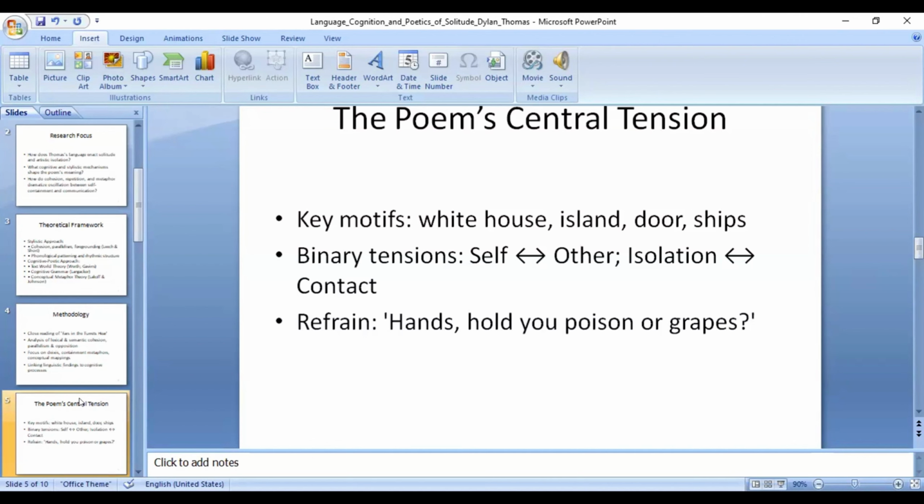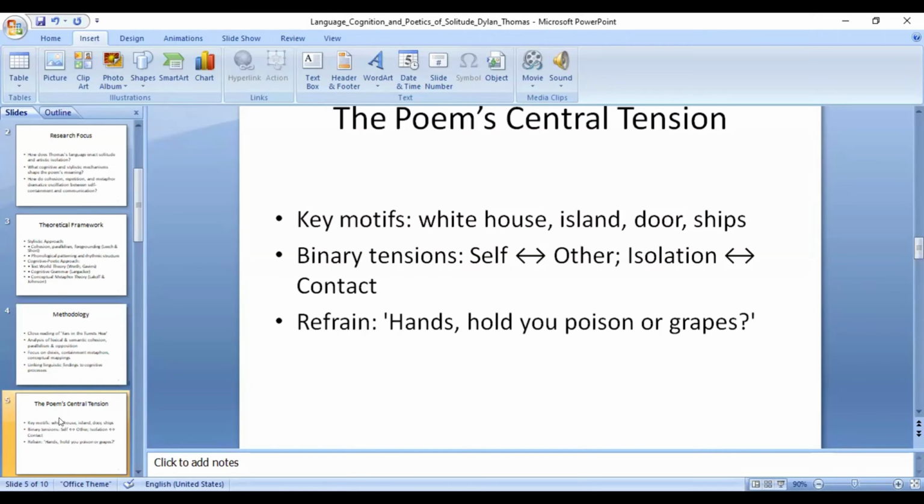Semantic cohesion further emerges through conceptual binaries such as inside or outside, isolation or contact, poison or grapes, land or sea. These oppositions form a network of contrasts and dramatize the poet's uncertainty about the consequences of engagement with the world. The repeated refrain, "hands hold you poison or grapes," encapsulates this tension by combining tactile immediacy with existential ambiguity. The alternation of hands as agent and questioner foregrounds the embodied dimension of artistic decision making.